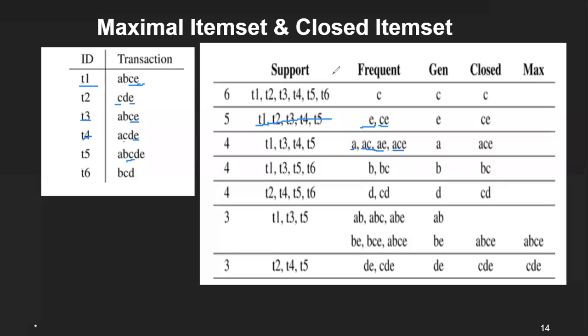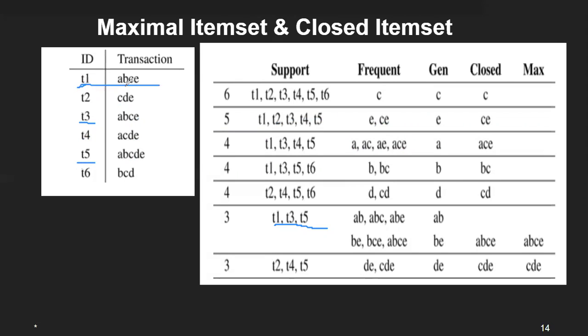That is ABCE. We are talking about ABCE. The transaction set will be what? T1, T3 and T5. So you can see according to this example, that is T1, T3 and T5. Concentrate on these three transactions, T1, then T3 and T5. We are focusing on these three transactions here. So we are talking about T1 here.